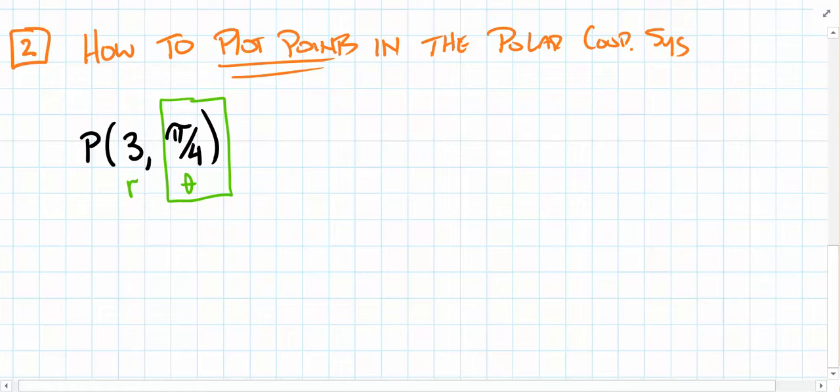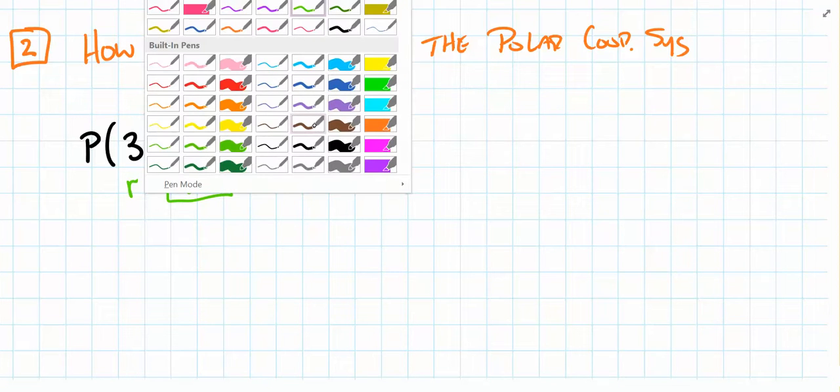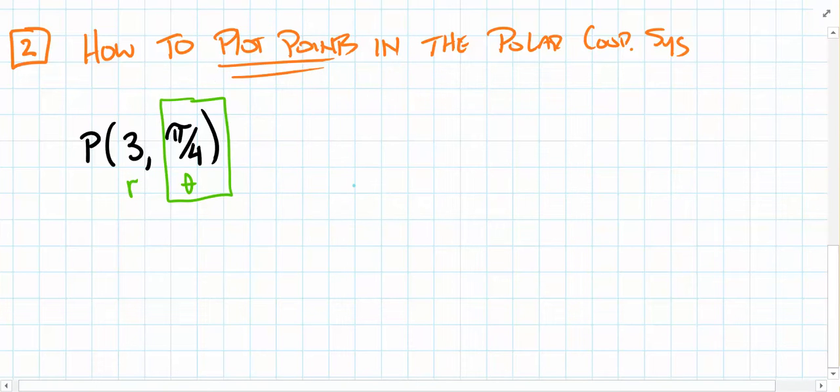So if you're going to graph this, this is what you should do. All right, I'll pick blue. So I'll put my pole on my page and I'm going to label it. Here's the pole, and I'm going to draw the polar axis. Right? And then sometimes I label it as just PA for polar axis.